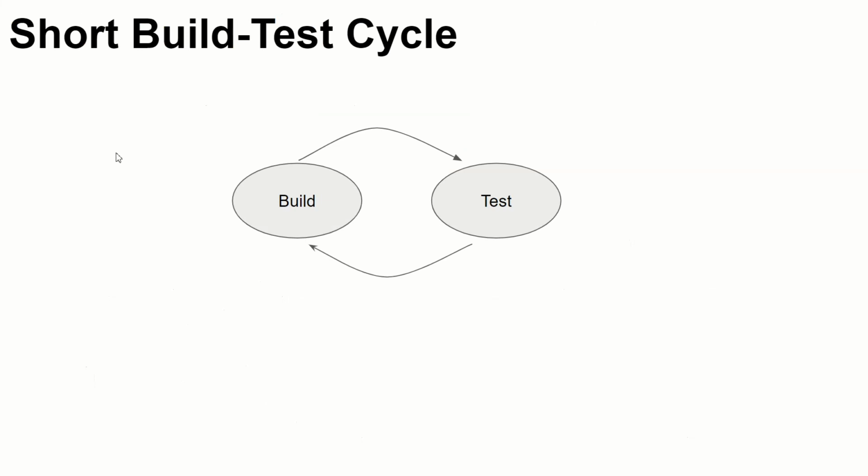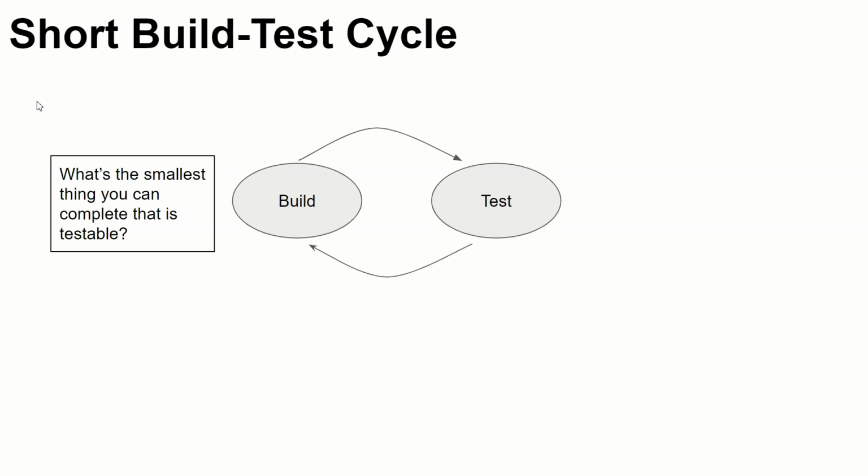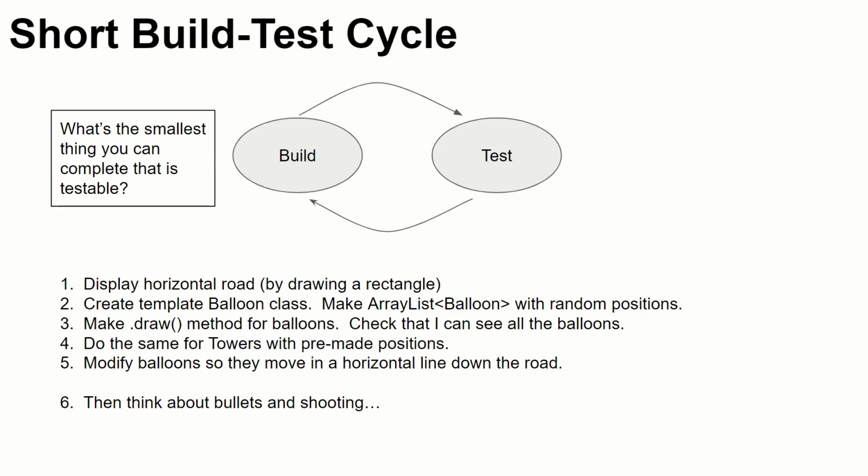So we talked before about having a short build test cycle. So the idea is ask yourself, what is the smallest thing that you can complete that's testable, where you can actually see that I've done something. So if I'm going to be making tower defense, here's a list for me. The first thing I think I want to do is display a horizontal road, and that's just drawing a rectangle. That's like one line of code, but I can test it and see if it's working.